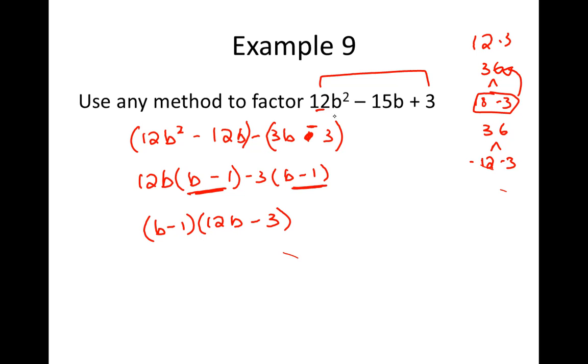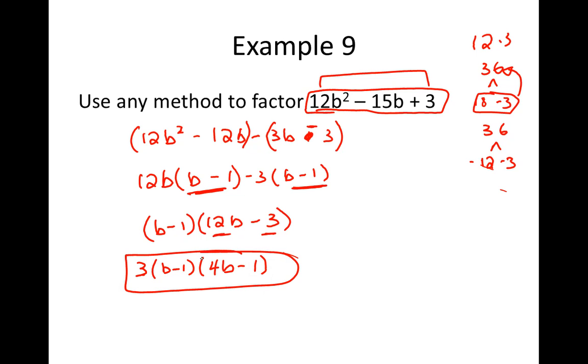Ooh, I see something I should have done. I violated my own rule, didn't I? What could I have done here in the beginning? Pulled out my common factor. That would have made this problem a little bit easier. I can do it here. I can pull out a common factor of 3. And I'm going to get 3, b minus 1, and 4b minus 1. Would have made it a little bit easier on me if I had pulled out a 3 from the beginning.